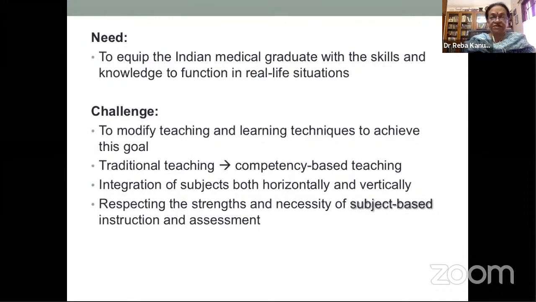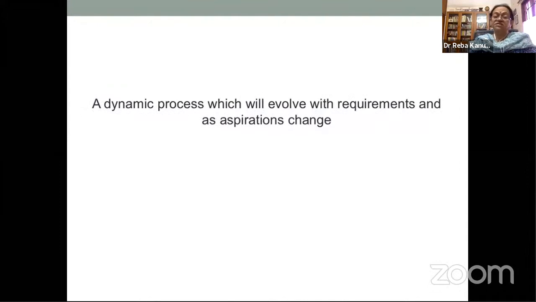So if they have to come out as holistic doctors, able to practice infectious diseases, respecting the strengths and necessity of subject-based instruction and assessment. This has to be our key, our bottom line, that although we are integrating horizontally and vertically, yet at no point of time should we lose track of the strength that we already have in terms of teaching them microbiology, which is subject-based. And this, of course, has to be oriented towards the way we instruct them and how do we assess them. So this is a dynamic process which will evolve with requirements as aspirations change.